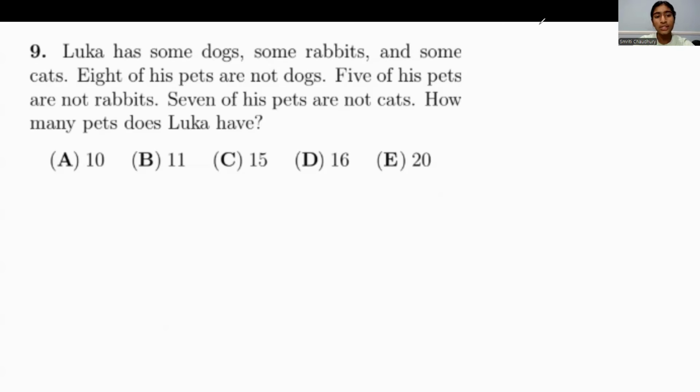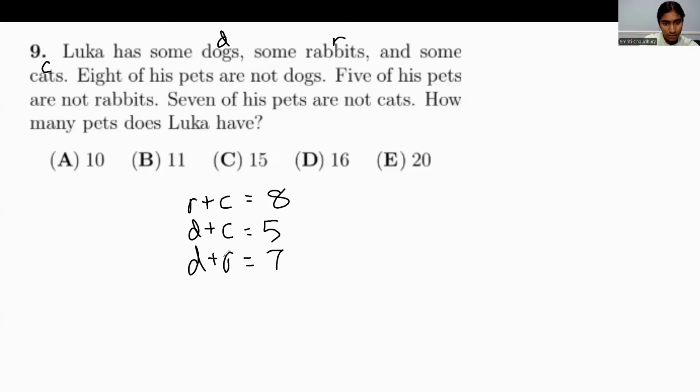So one thing, when we're saying 8 of his pets are not dogs, that means the rabbits and the cats added up is 8 pets. And so let's move on with that. So let's call our dogs D, rabbits R, cats C. And let's write this down in equations. So 8 are not dogs, which means rabbits plus cats is 8. 5 are not rabbits, so dogs plus cats is 5. 7 are not cats, which means that dogs plus rabbits are 7. And we're trying to solve how many total pets, so that would be dogs plus rabbits plus cats.